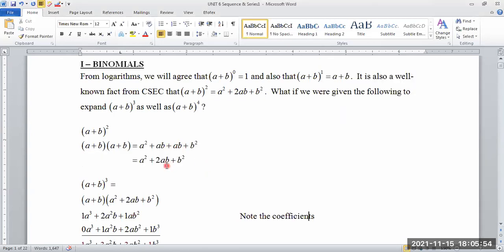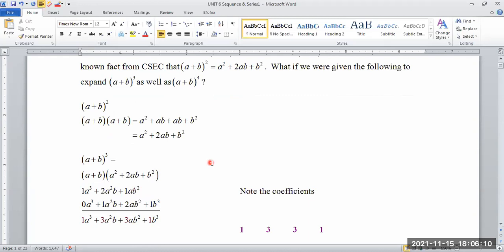So ab plus ab is 2ab, and the b squared stands alone, so we write the b squared back. So a plus b all squared is a squared plus 2ab plus b squared, which is what you saw right here. Now, a plus b all cubed.